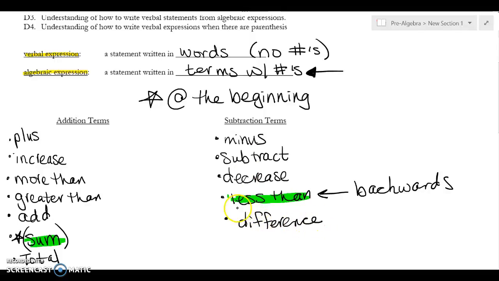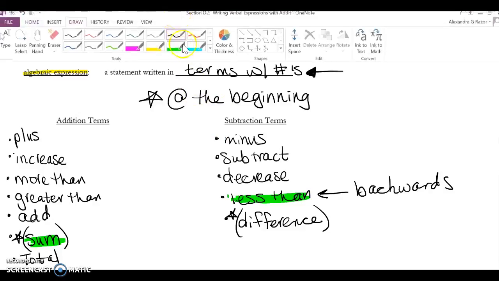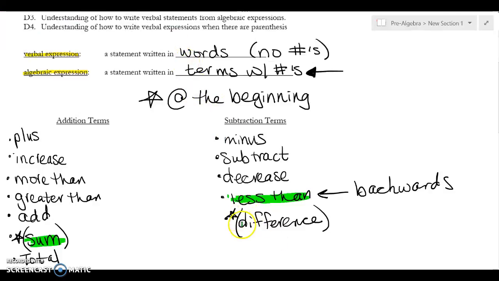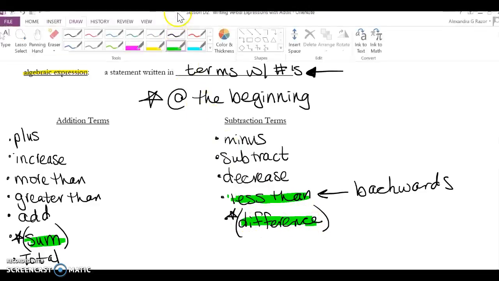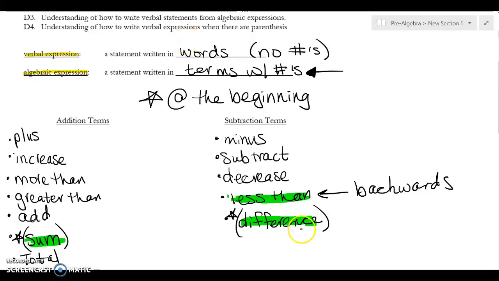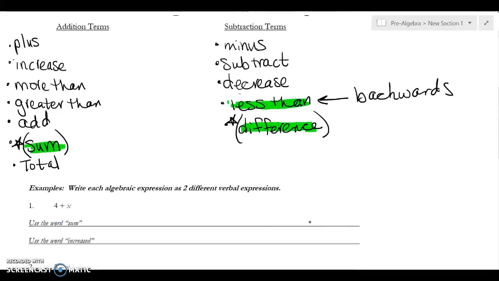Difference is another important one. It has a star, so it goes at the beginning, and difference also has parentheses. The reason I'm highlighting these three is these are the three that people will forget and will not use correctly. So those are the three that we need to be the most careful with. All right, so let's try some problems to see what it looks like.